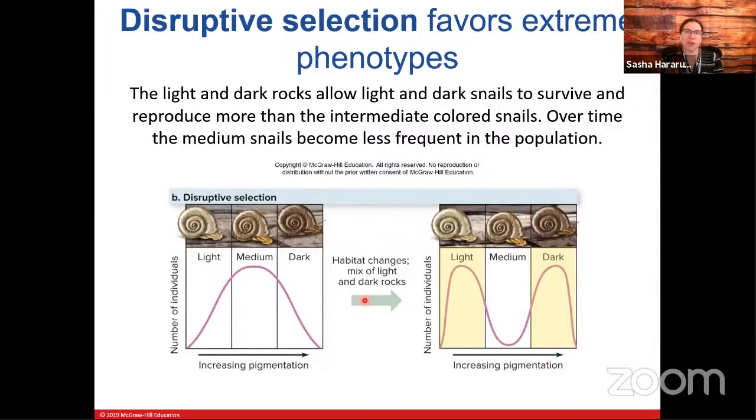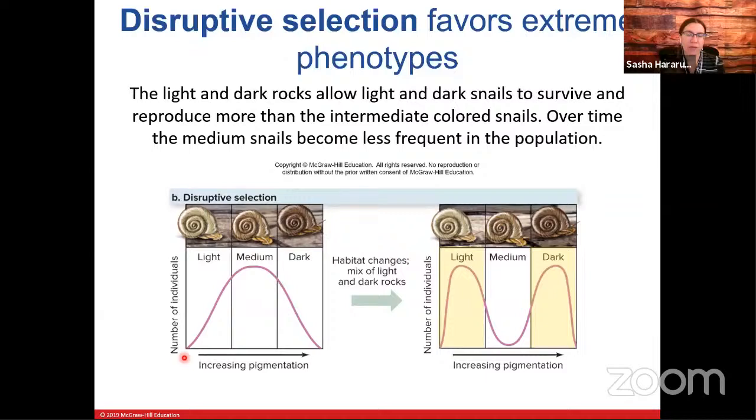Now, disruptive selection is interesting, and it occurs in many aquatic habitats. I'm going to explain how it works on the example pictured here. Imagine you have a habitat of pebbles near some stream shore, and the pebbles, let's say, are uniform in color, and the pebbles are the habitat for snails.